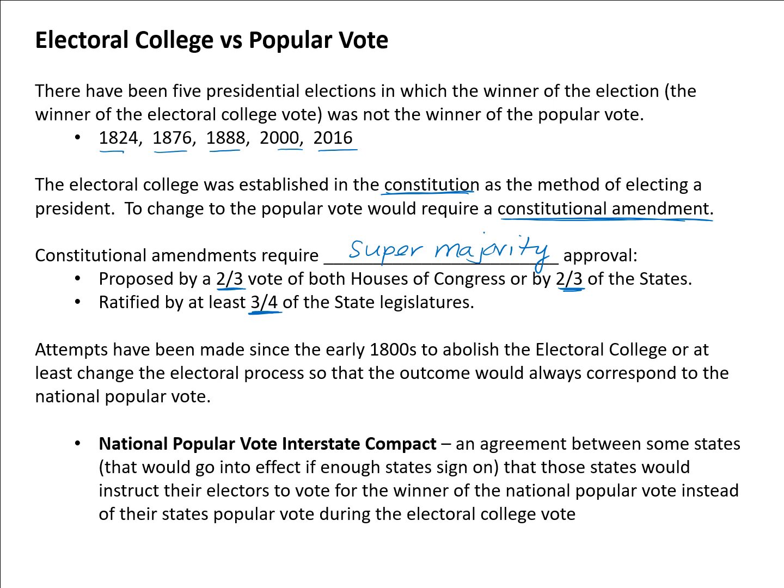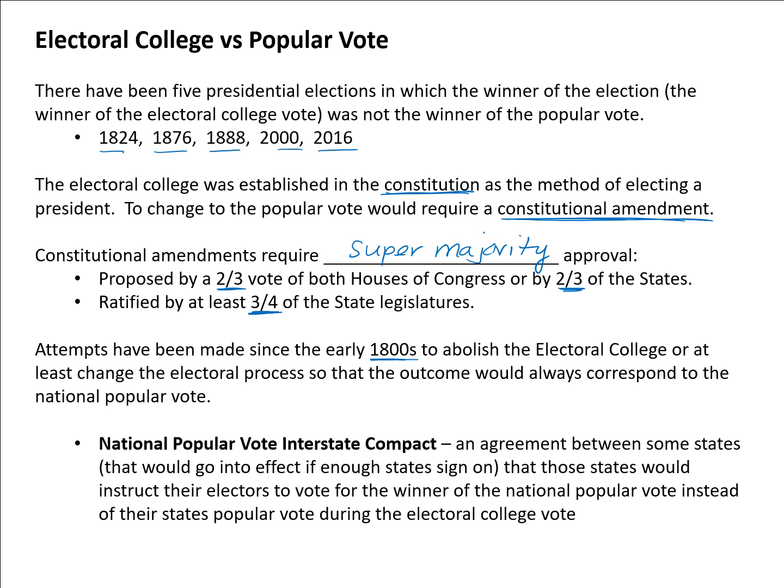Now, attempts have been made since the early 1800s to abolish the Electoral College. The closest that people have come to abolishing it was in the 1960s, when there was a push in Congress for a constitutional amendment to abolish the Electoral College and move to a popular vote. There were a lot of things that influenced that, and I actually have a podcast that I will link to in our D2L shell that talks about the Electoral College, and in particular what happened in the 1960s when Congress tried to get rid of it. But it failed, or just kind of petered out, really.